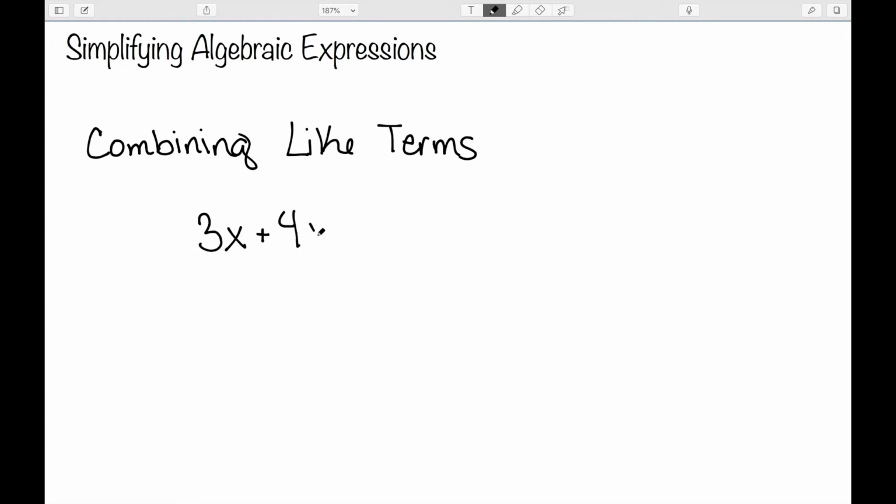3x plus 4x. So these are like terms because they each have an x term. The idea is using the distributive property, I could rewrite this as 3 plus 4 times x, which is 7x. So we can combine things that are similar by just adding the coefficients. However, their variables have to line up perfectly.